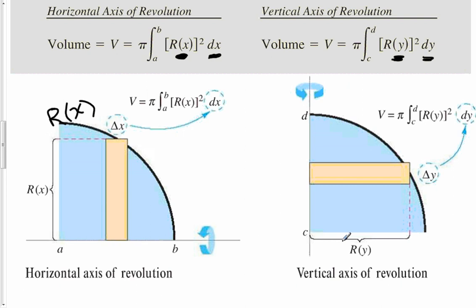And notice the radius here is, when we revolve this thing, going to be perpendicular to the axis of revolution. So depending on whether we have a horizontal or vertical axis of revolution, we're going to use either this formula or this formula.